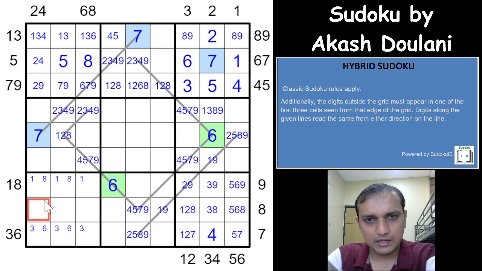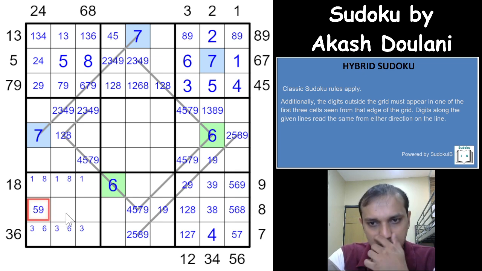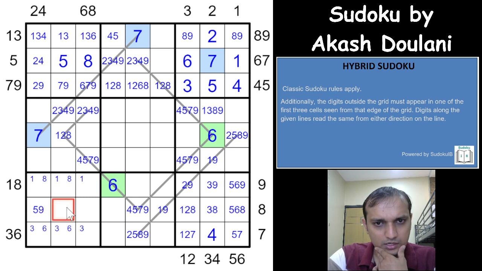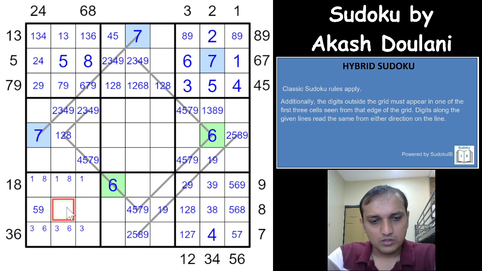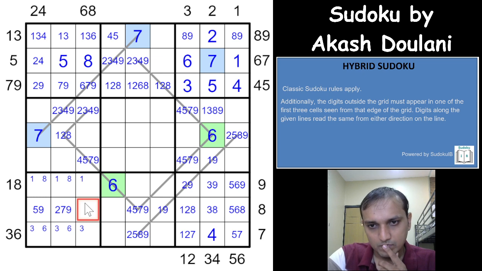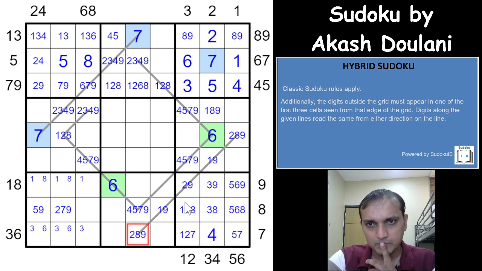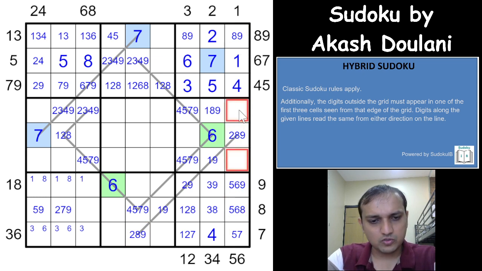This would have to be a 9. Oh, 5 and a 9, right? And then what you can get here is 2, 7, and a 9. Oh, this cell cannot be a 3 because you have a pointing 3 here. And a 5 and 6 can be here. So this is not a 5, neither can this cell be a 5. 3 is in one of these two cells.